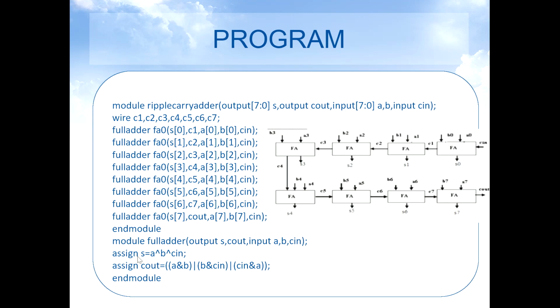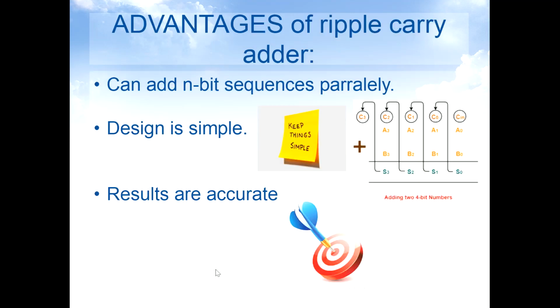The full adder module is again written here. We already know that for the full adder the outputs are S and Cout, and the inputs are A, B and Cin. We know that the sum is going to be A XOR B XOR Cin, which we have written here, and Cout is going to be AB plus BC plus CA, which we have written here. Before going further, let me show you the simulation.